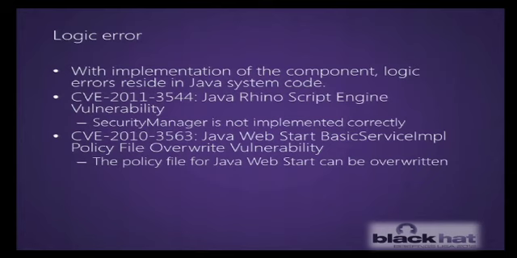The second type of Java vulnerability is logic error. For example, when you are implementing some component for the JRE, if you make some mistake, it will lead to a vulnerability. For example, 2011-3544 is a vulnerability inside the Java Rhino script engine. The security manager is not implemented correctly.